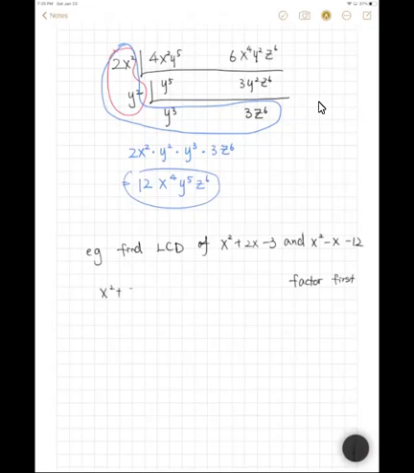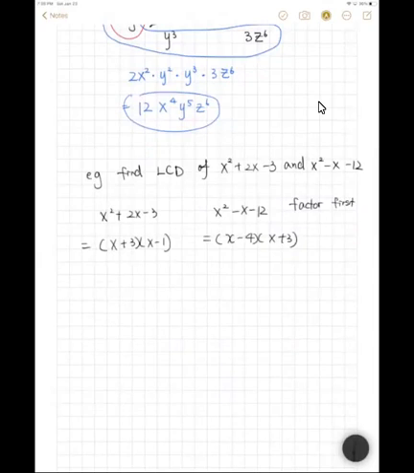So for x squared plus 2x minus 3, when you factor, I use the AC method. I have x plus 3 times x minus 1. So for the second one, I have x squared minus x minus 12. Again, AC method. I have x minus 4 times x plus 3. So now I just need to find the least common denominator of these two polynomials. Okay, so I have x plus 3 times x minus 1, x minus 4 times x plus 3.